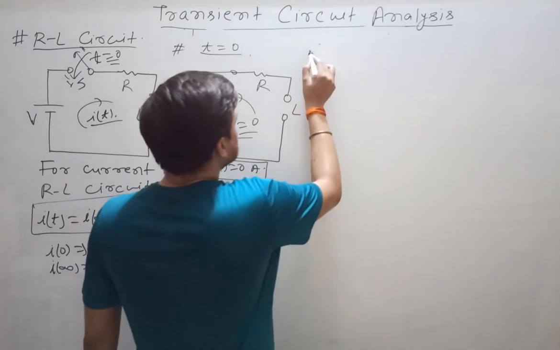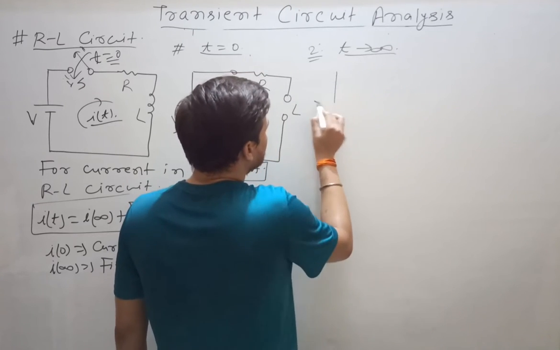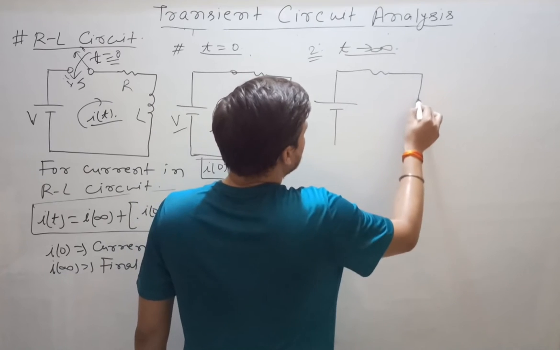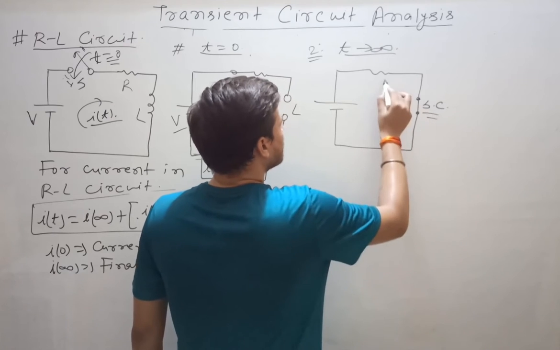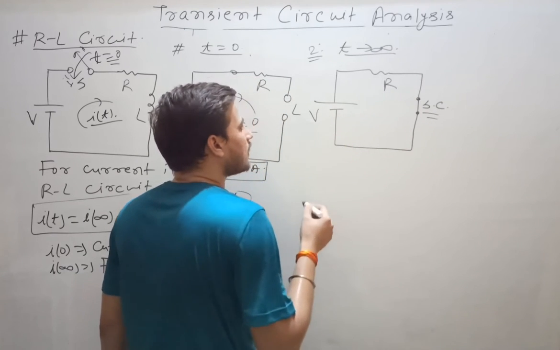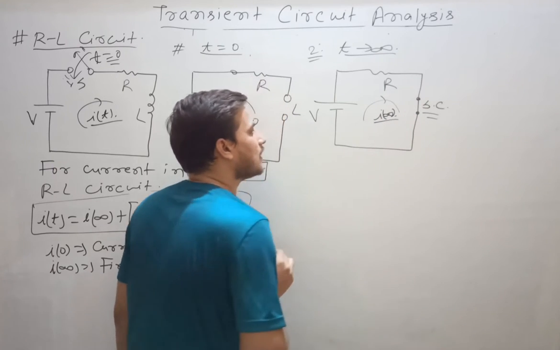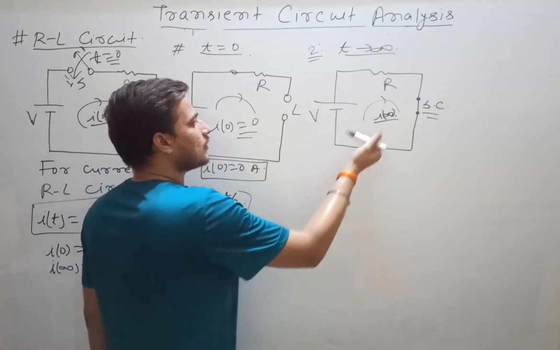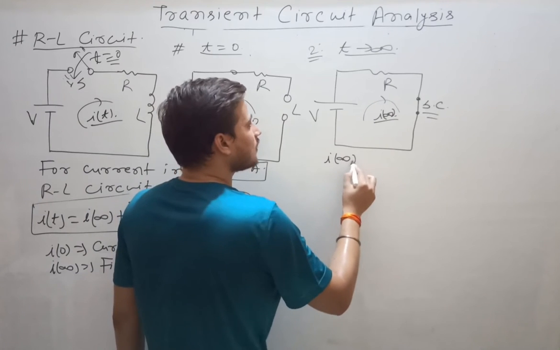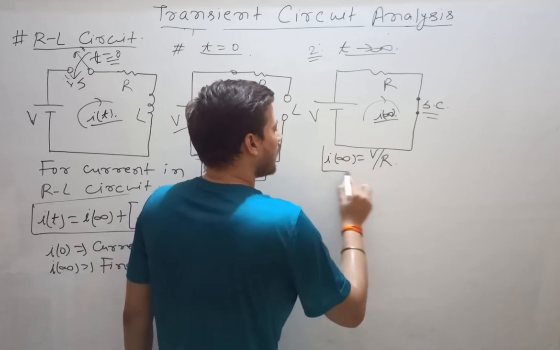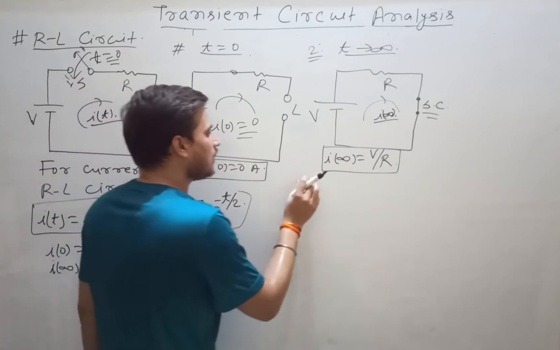Come to second case, time t tends to infinity. When the time t tends to infinity, the inductor will start behaving like short circuit. This is R, this is V. So when the inductor is behaving like short circuit, the current will be called I infinity, that is final current. If you apply Ohm's law, I infinity is equal to V divided by R. So you got I0 and I infinity.